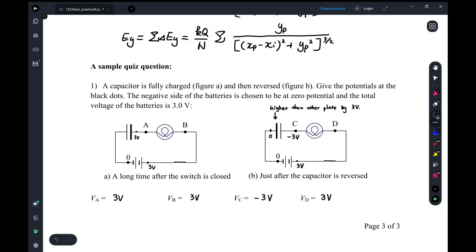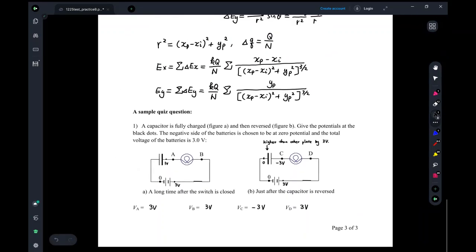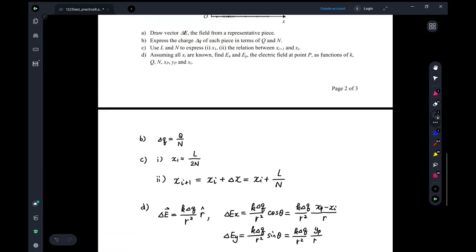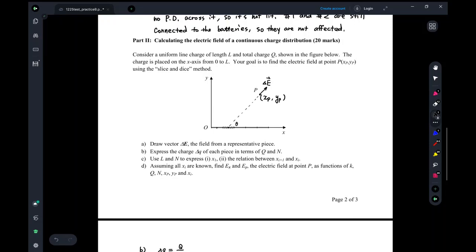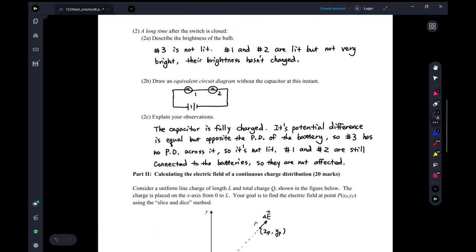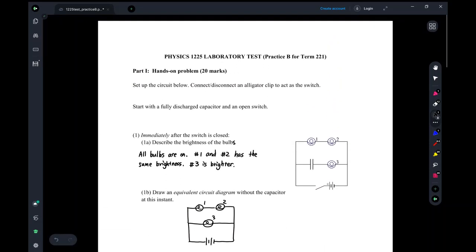You can see that now the voltage across the light bulb is actually 6 volts. And we didn't do this in the lab because 6 volts is too high for the light bulb. It might burn out. Okay, so here is our solution for the practice lab test.